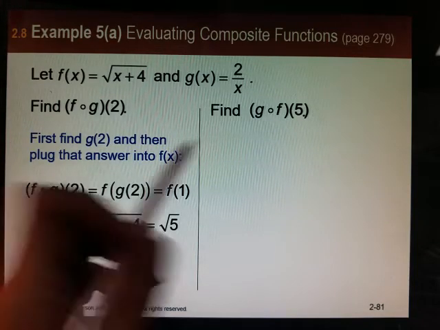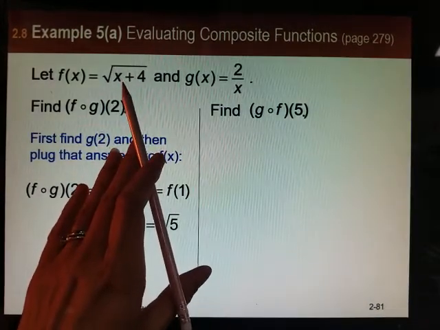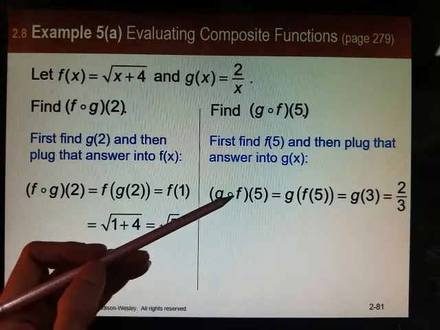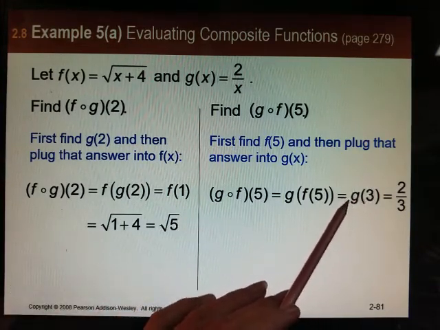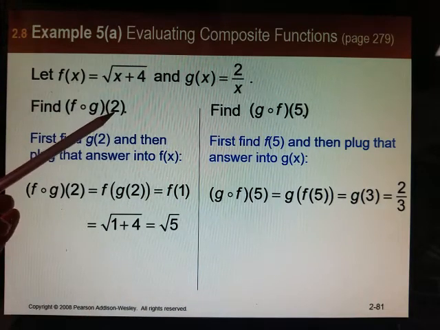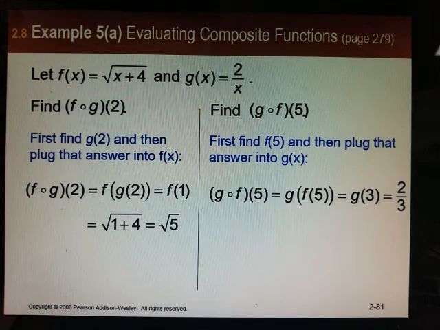The next one, I want to plug 5 into f, so square root of 9, which is 3, and then plug 3 into g. So again, 5 into f gave me 3. Plug 3 into g, g is here, 2 divided by 3. And again, guys, these are numbers. I get numbers for answers. If there's a letter, then I get expressions for answers.